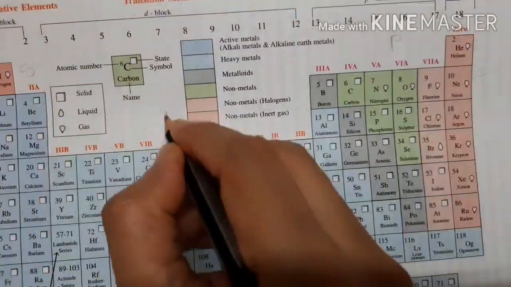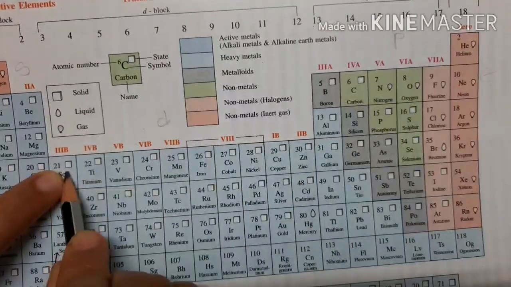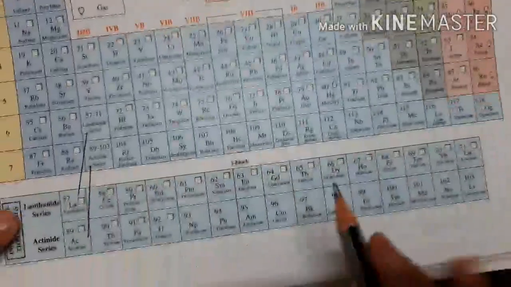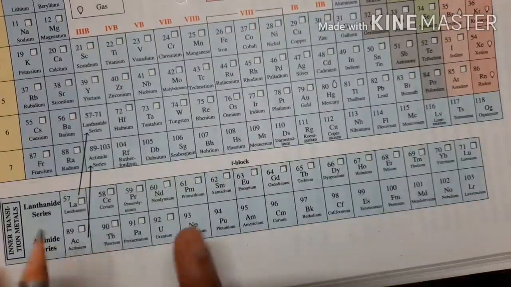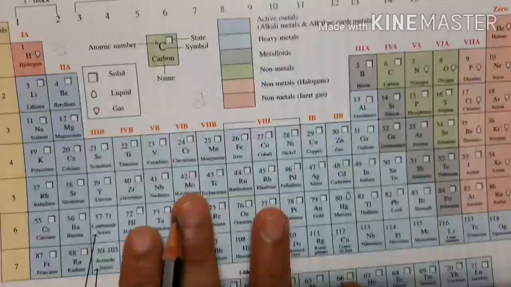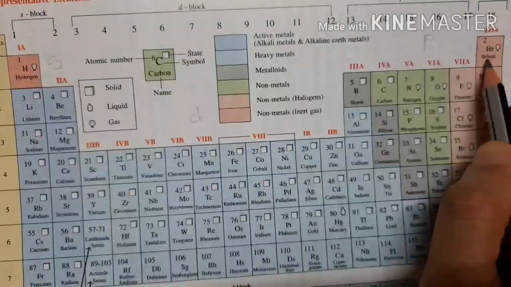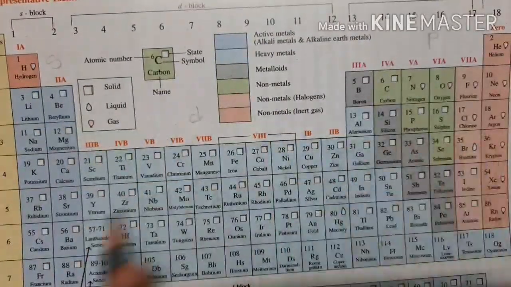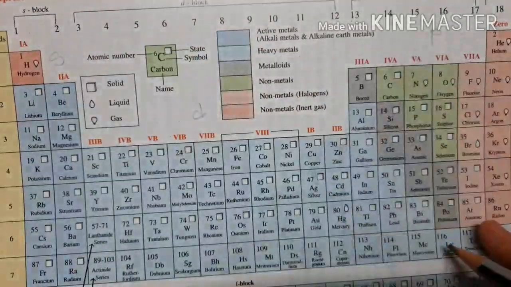This is the D block, from 3rd to 12th. And this lower side is the F block. Okay, he arranged it like this. Now this first one is hydrogen because its atomic number is 1. Then helium, second. Third, fourth, fifth, sixth, seventh, like this he arranged. So these are the 18 groups.